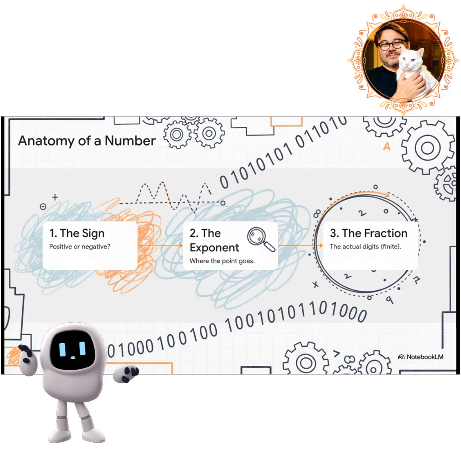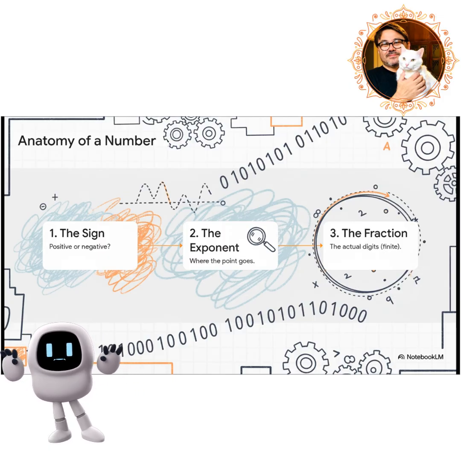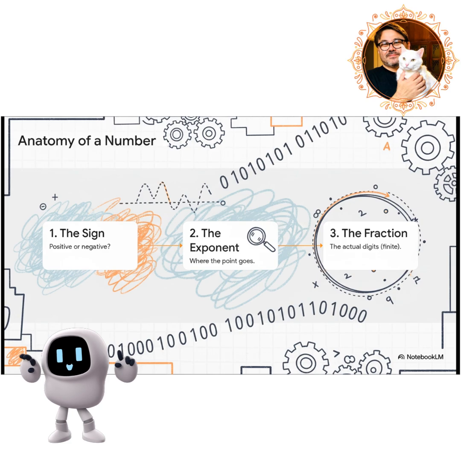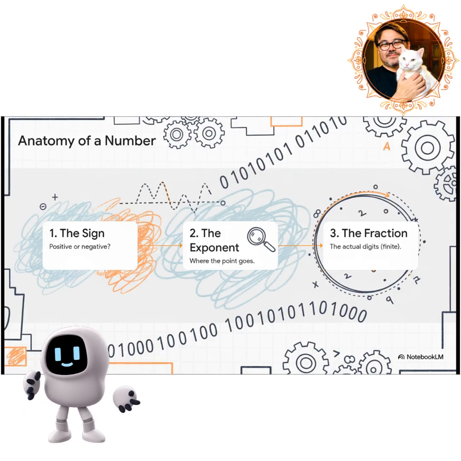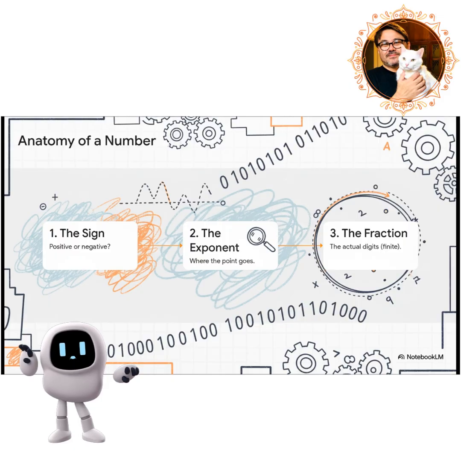So to store that infinite binary version of 0.1, the computer has no choice. It has to round it. It stores the closest possible number it can. And when you add the rounded version of 0.1 to the rounded version of 0.2, those tiny invisible rounding differences add up, and you get an answer that's just a hair off from 0.3.